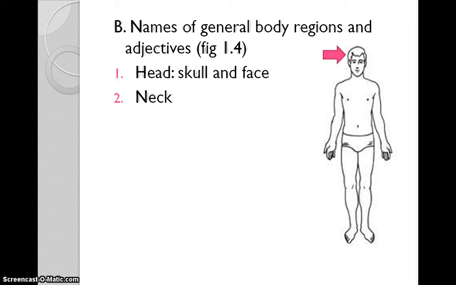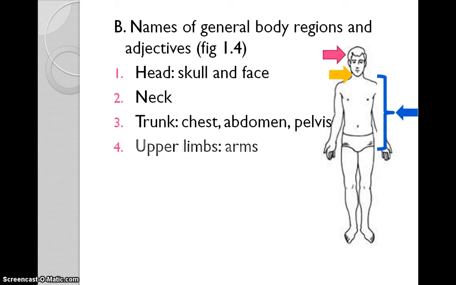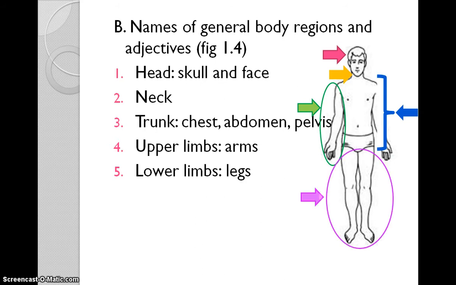We know what the neck area is. We know the trunk then to be the chest, the abdomen, and the pelvis. The upper limbs refer to the arms, and then the lower limbs refer to the legs. Now, as I said, these are pretty basic terms. We use them in everyday language.